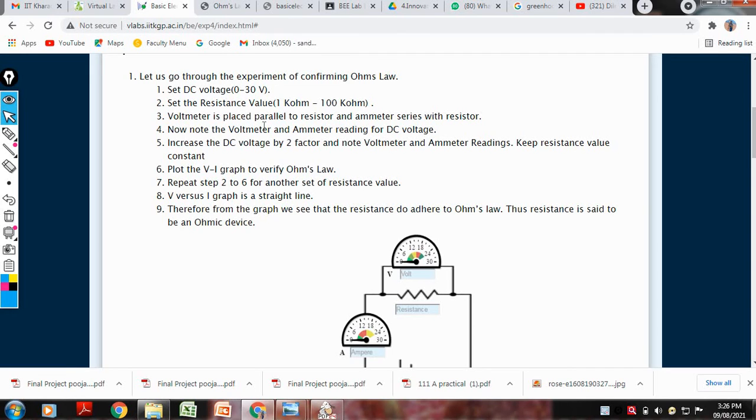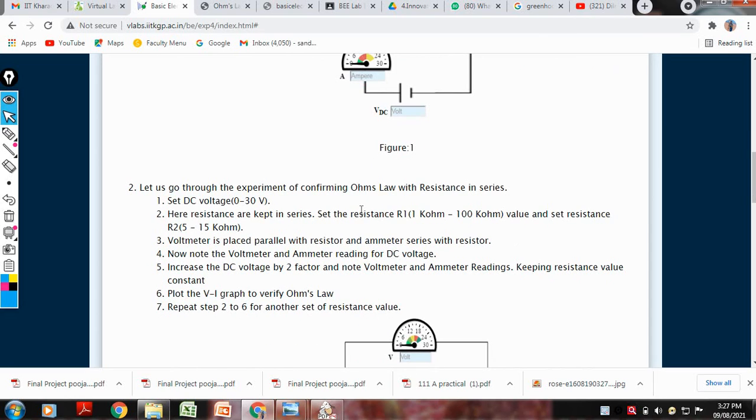Then increase the DC voltage by a factor of 2, note the voltmeter and ammeter readings, and keep the resistance value constant. Then plot the voltage and current graph using Ohm's law. Then step 2, set another value of resistance. The graph of voltage versus current will be a straight line. This is the procedure to perform the practical of Ohm's law.